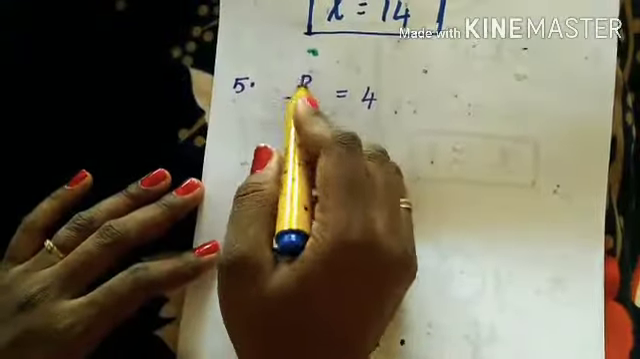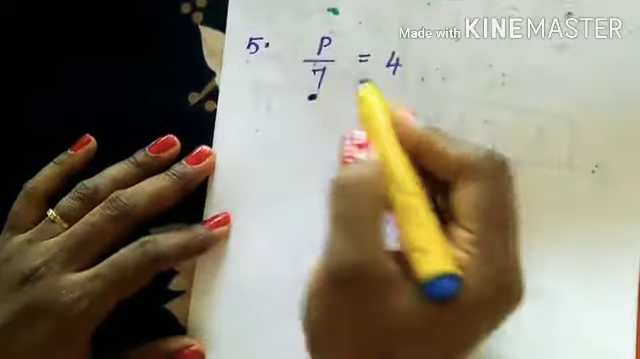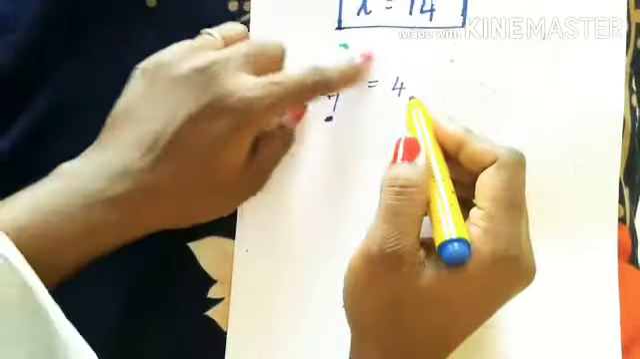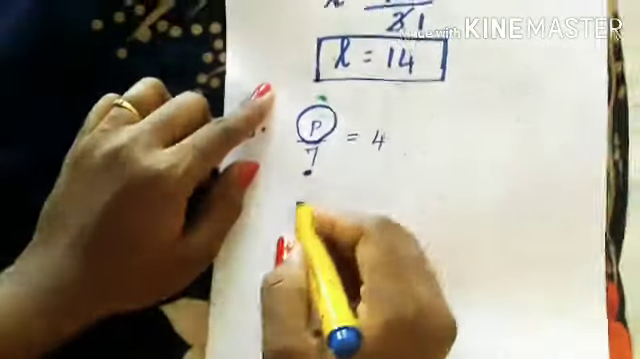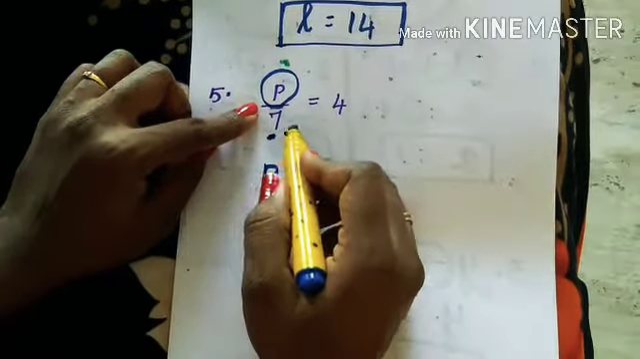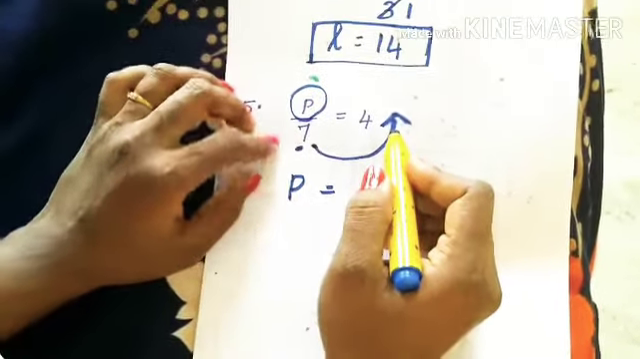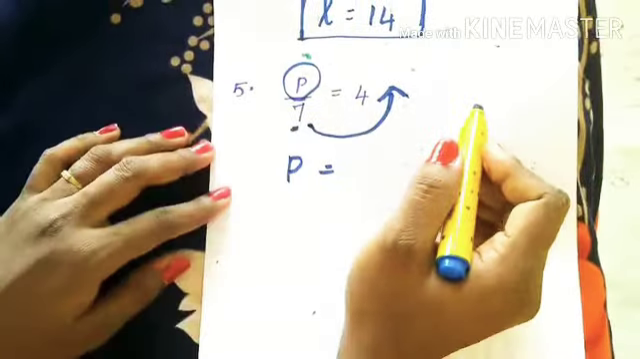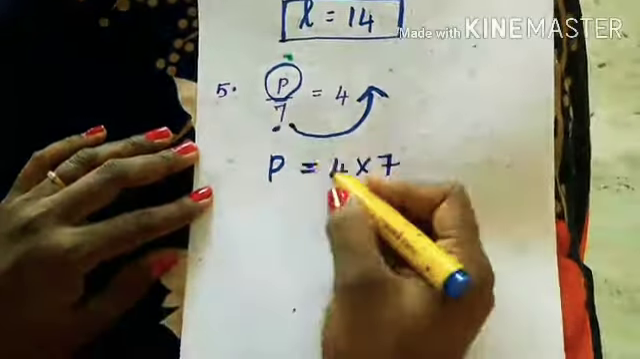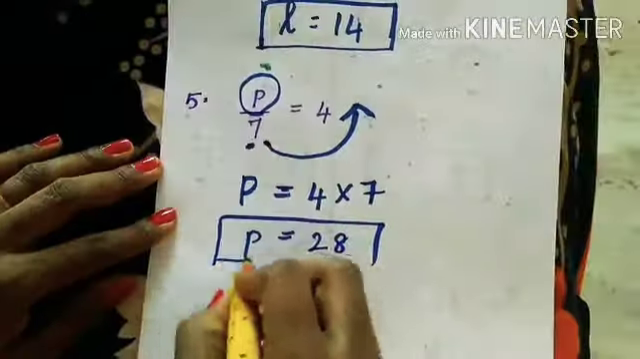Next problem, P by 7 is equal to 4. This side you are having division. When it goes to that side of the equal to sign, it becomes multiplication. P is the variable here, so write the variable P here. Division, when it goes to the other side, becomes multiplication. 4 into 7. 7 4s are 28. So highlight your answer like this.